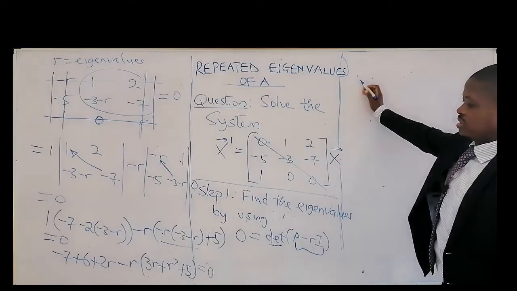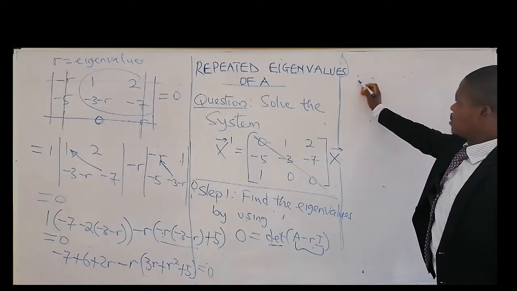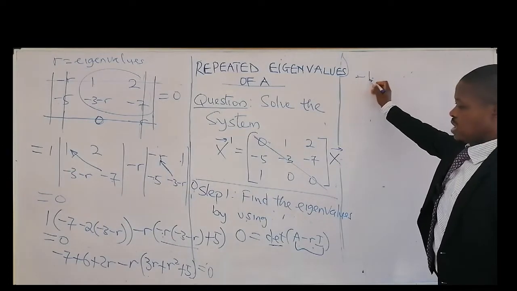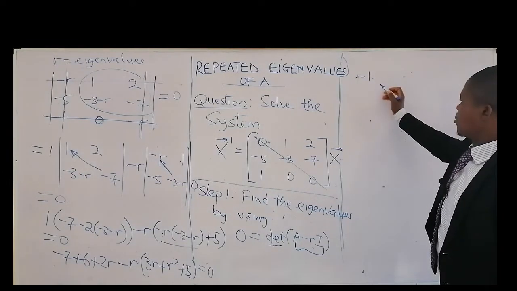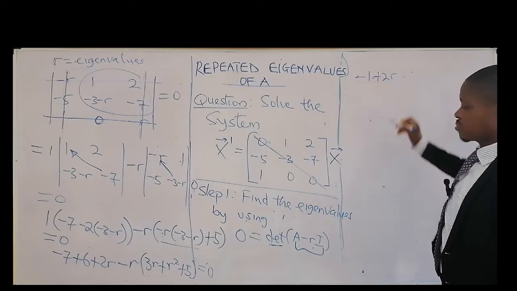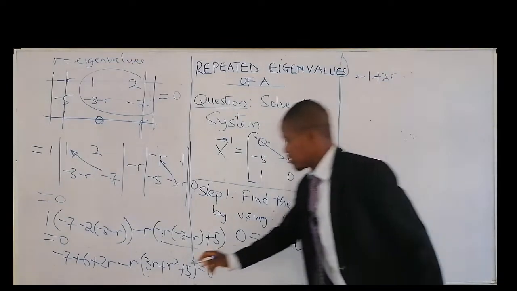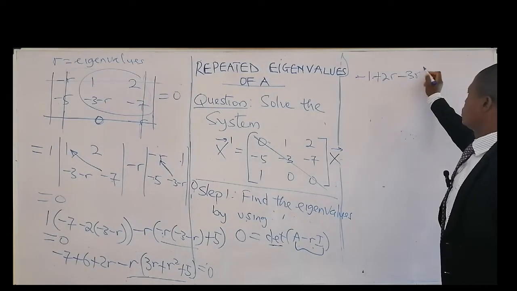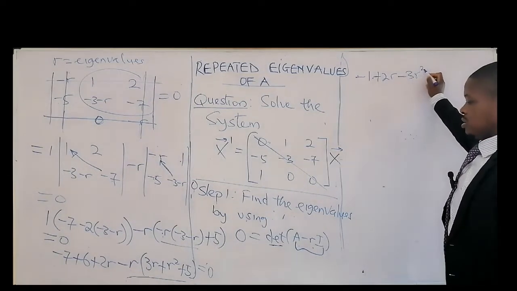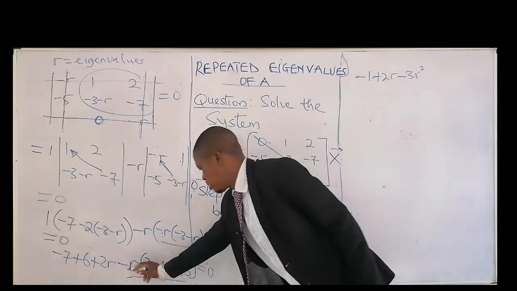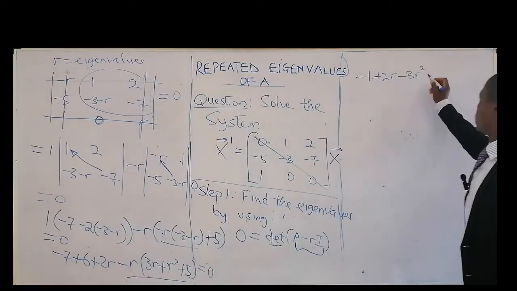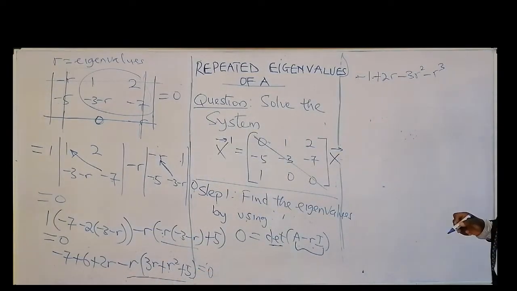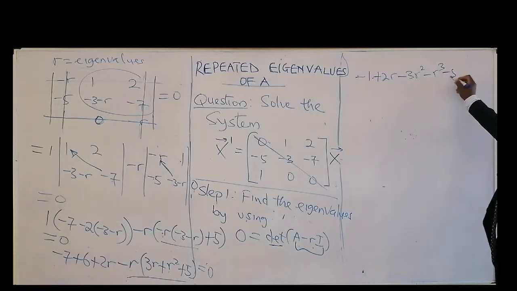Minus 7 plus 6, that's minus 1, plus 2r. Then open this bracket here, so which will be equal to what? Minus 3r squared, and then this one times this one, that's minus r cubed, then minus 5r equal to 0. So that's what we have now.